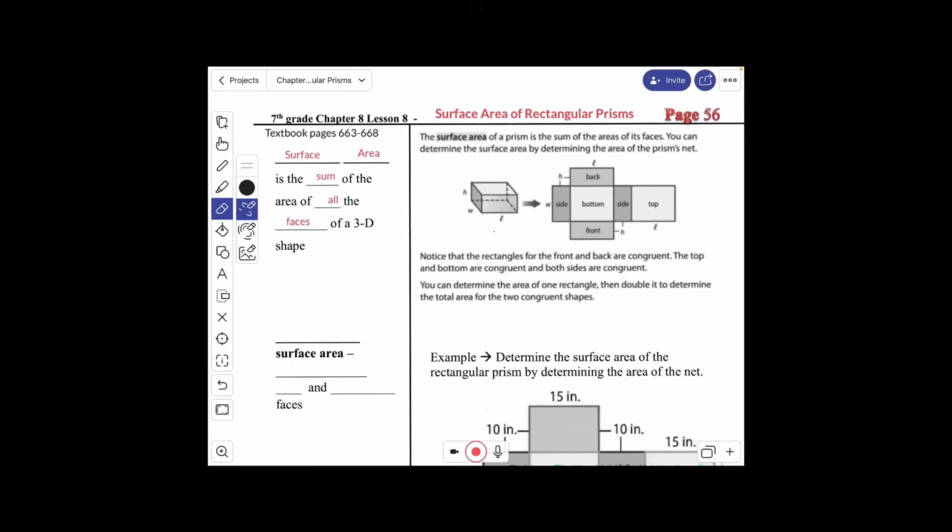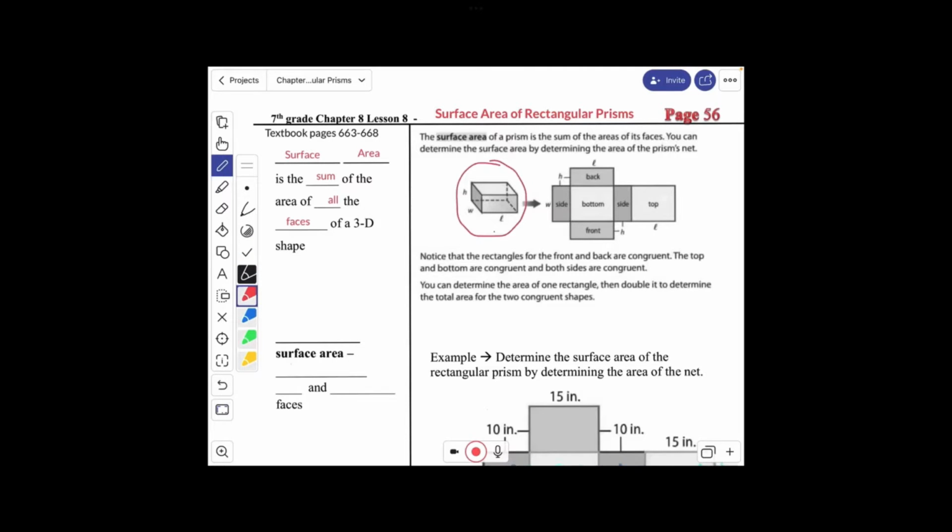Today we're covering Chapter 8, Lesson 8, Surface Area of Rectangular Prisms. And this is in your textbook on pages 663 to 668. Surface area is the sum of the area of all the faces of a 3D shape.